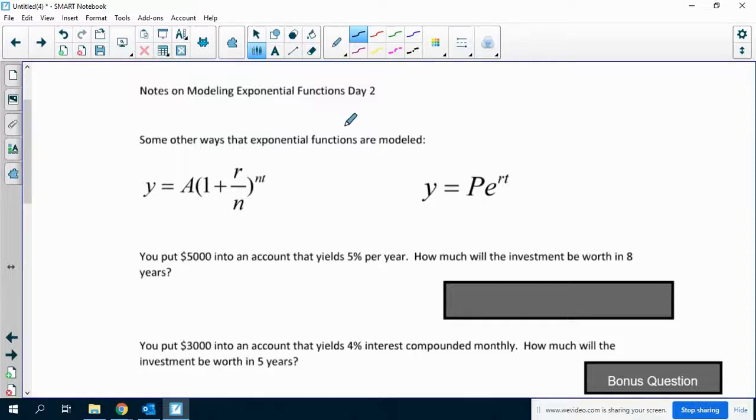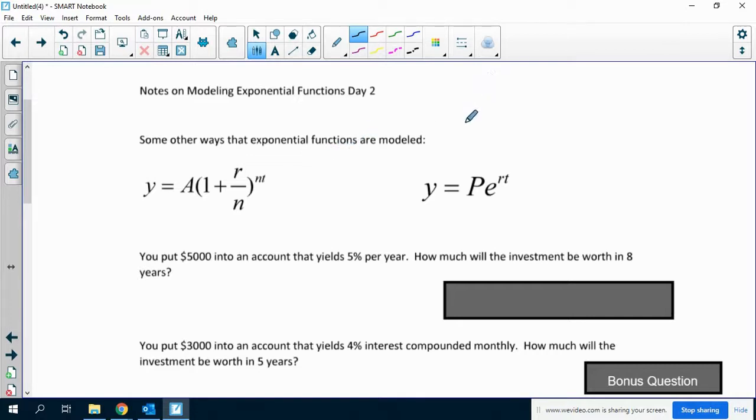We're going to talk about more exponential function modeling. Today, we're going to spend all of our time talking about finances and how money grows in accounts based on interest rates and the number of times it's compounded.